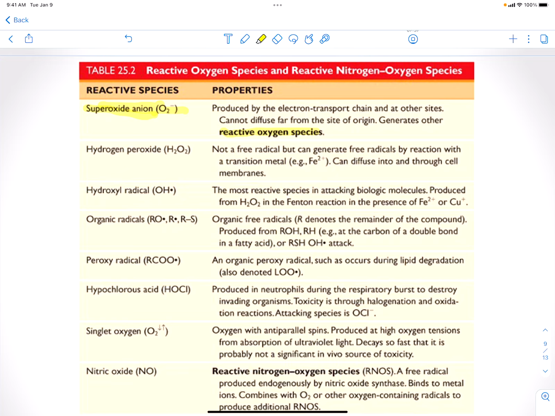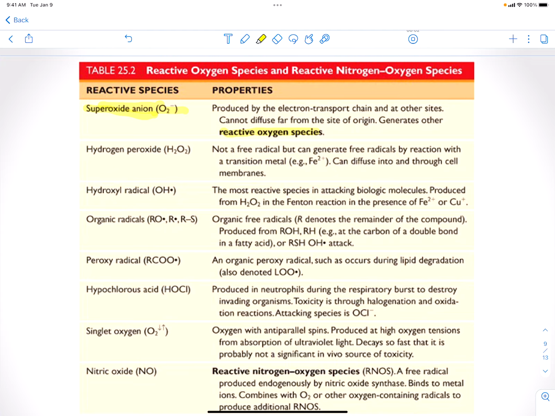Often the lipid membrane is going to be a target of our superoxide anions, and it's going to create a radical within the lipid membrane, which will then go on to create a peroxide or a peroxy radical, and then this will cause a continuance of a domino effect until that lipid is eventually damaged, which can damage the integrity of the actual membrane.